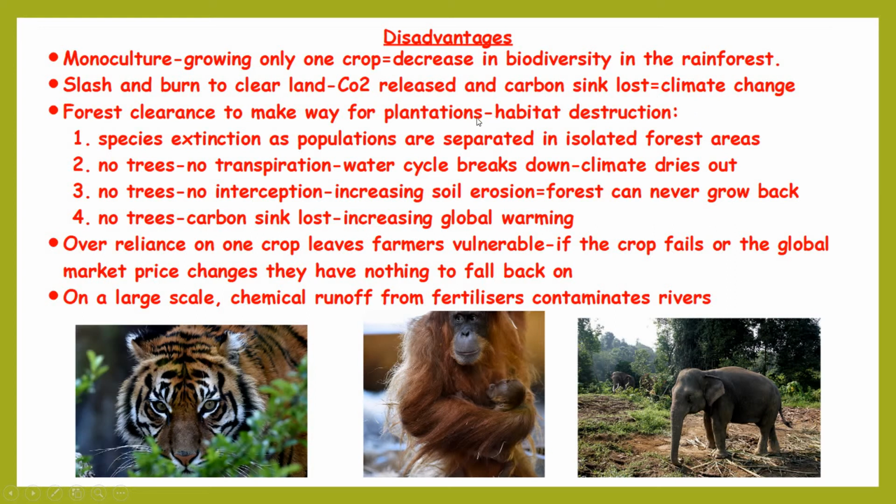Forest clearance to make way for plantations. A plantation is another word for a large farm, so huge areas of land deforested to make way for palm oil production. That destroys habitats, so you're going to get species extinction as an issue, but also it breaks the cycles of the rainforest that we talked about in theme 5. So you've got no water cycle, no nutrient cycle, increased soil erosion, you've lost the carbon sink.